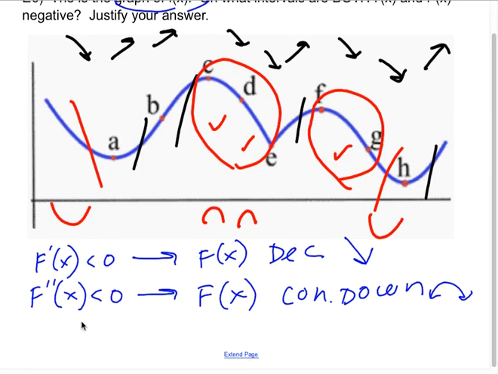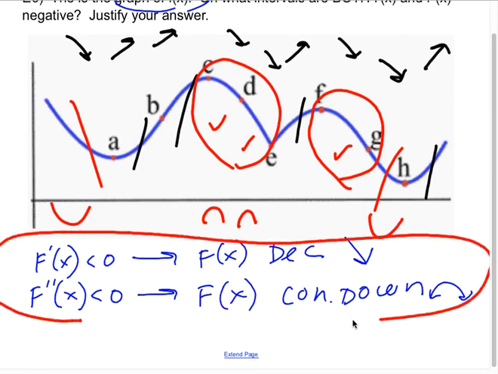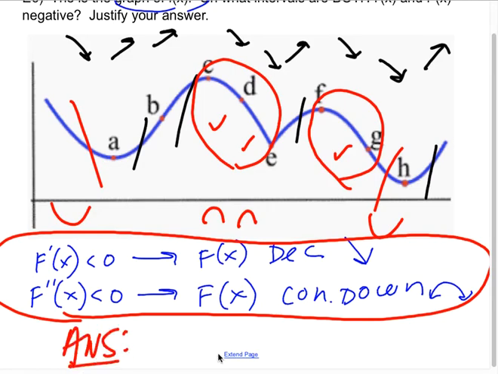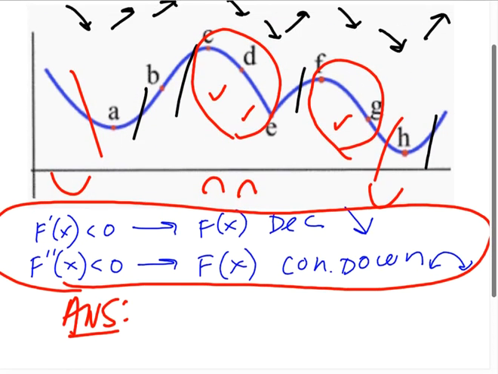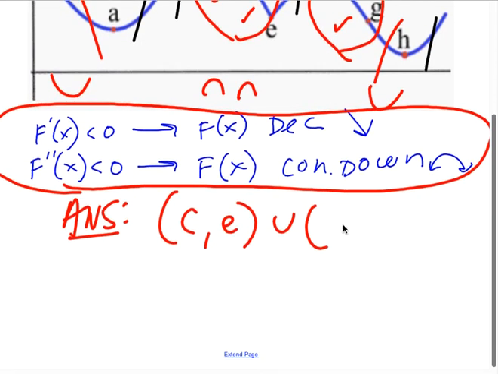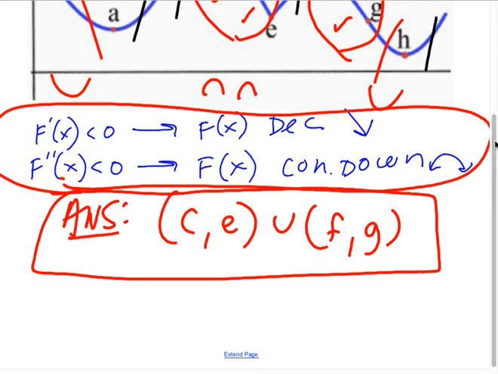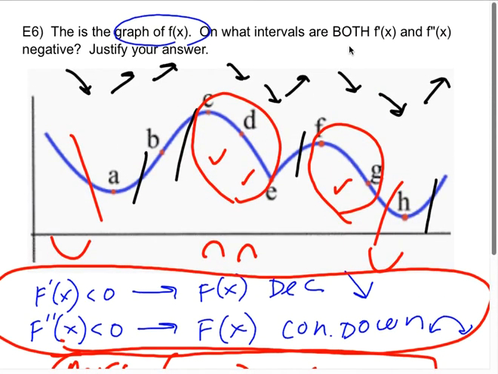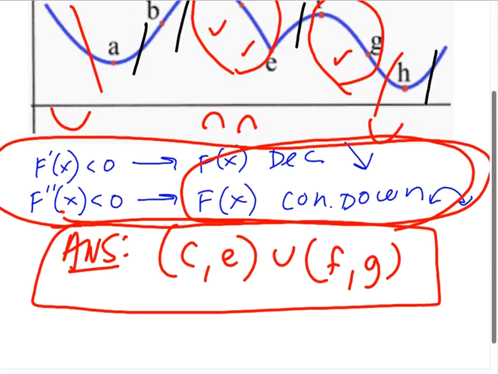So when they say justify your answer, they want you to explain this. They want you to explain that that's what you're looking for. So my answer is the window from C to E, and again from F to G, right? So the graph is both decreasing and concave down. So you want to take what they ask and relate it to what you can see with your eyeballs. That's your justification, okay? All right, one last graph.